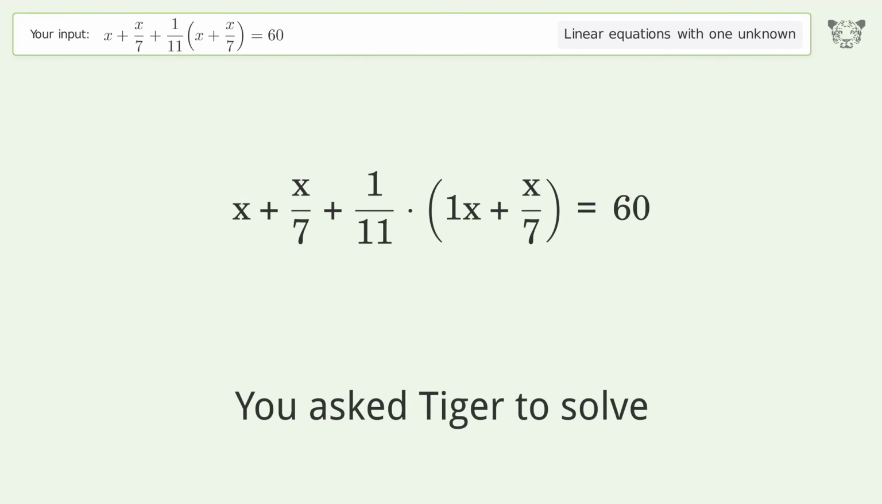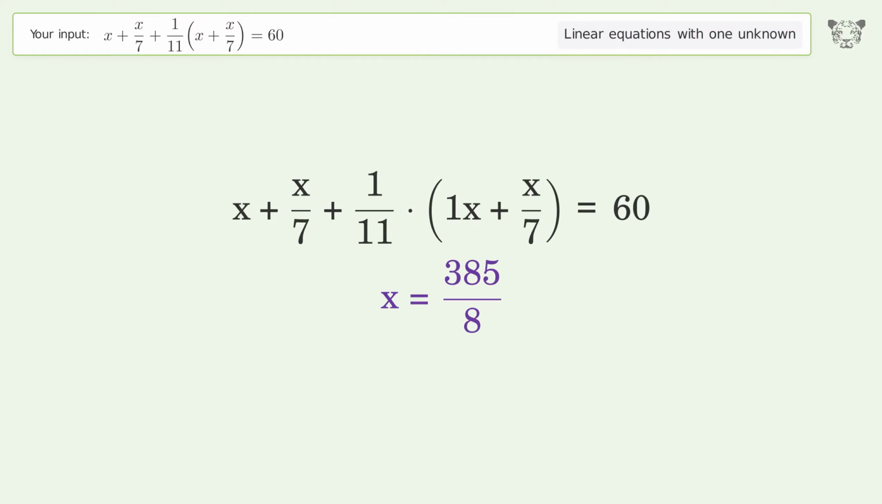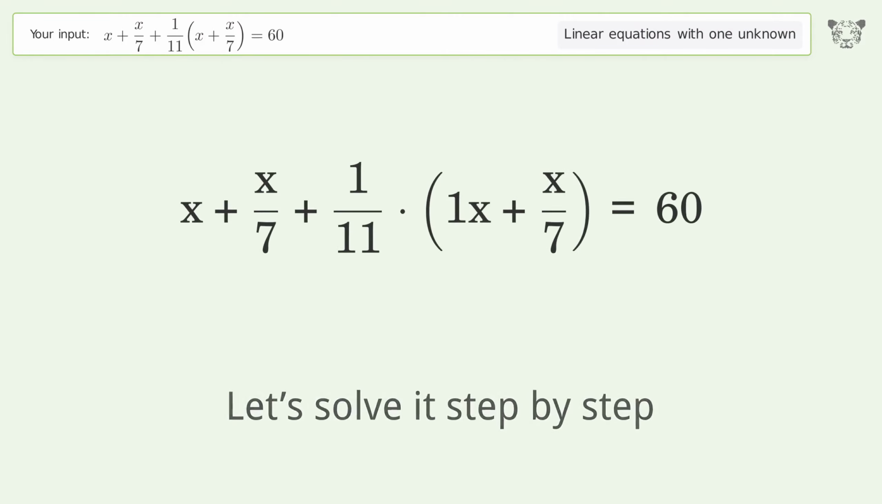You ask Tiger to solve. This deals with linear equations with one unknown. The final result is x equals 385 over 8. Let's solve it step by step.